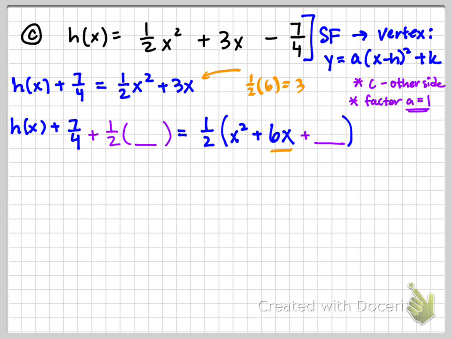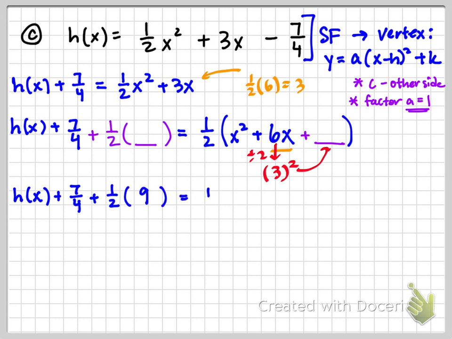Now, how do you complete the square again? You take this b value, you divide it by 2. So we're going to get 3, and then you square it, and that number goes in our blanks. So we have h of x plus 7/4 plus 1/2 times 9 equals 1/2. Remember, 9 goes here in each of those. And then I can factor that trinomial. That trinomial is going to factor to x plus 3, if I'm not mistaken, because it's a positive, right?